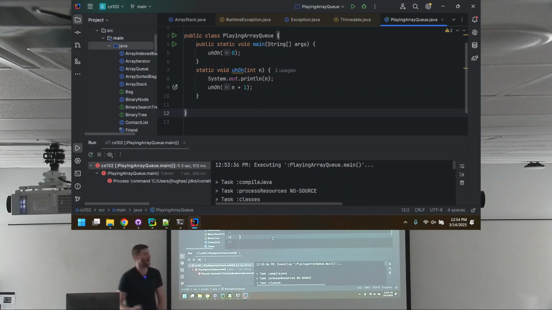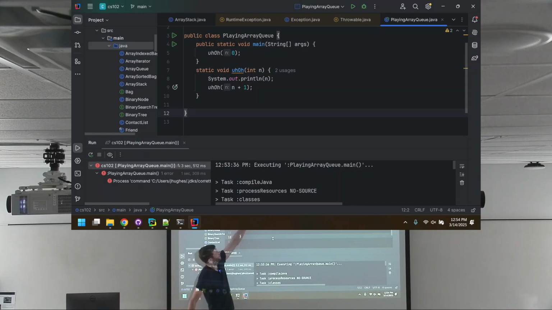Think about it, right? I call the function, uh-oh, I give it 0. What do I print out? Tell me. 0. And then I call uh-oh, but I give it 0 plus 1. So I call this function again. I start it over, but this time n is what? 1. And what do I print out? 1. And then what do I call it again with? 2. So what is n? 2. What do I print out? 2. And then what? And so on. It goes on and on and on.